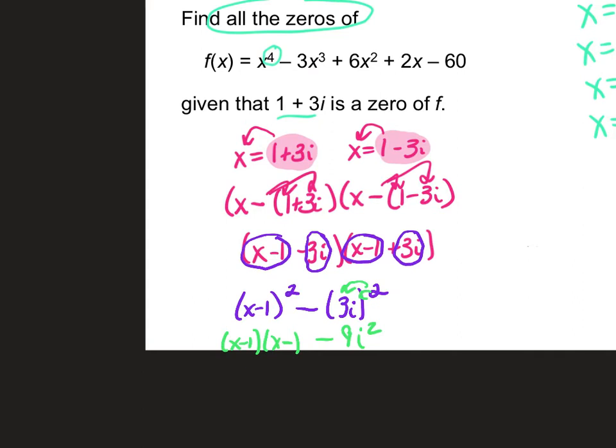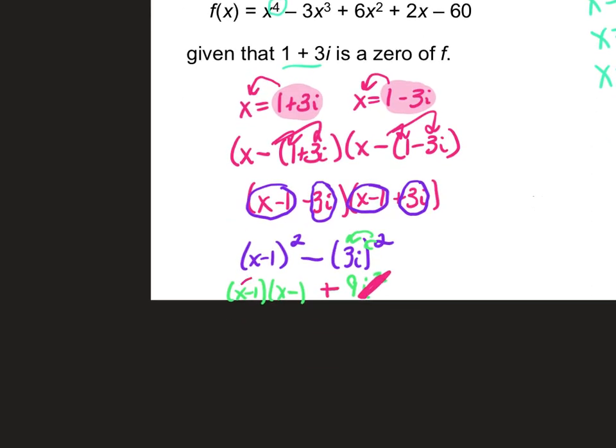Cross it out and make it the opposite sign. Yep, cross it out, make this a plus. So now let's just FOIL this real quick. X times x is x squared. X times 1, did I forget to put the 1 there? Yep. X times 1 is negative x. Negative 1 times x is negative x. Negative 1 times negative 1 is plus 1. And then I have plus 9. So when you combine like terms, x squared minus 2x plus 10.